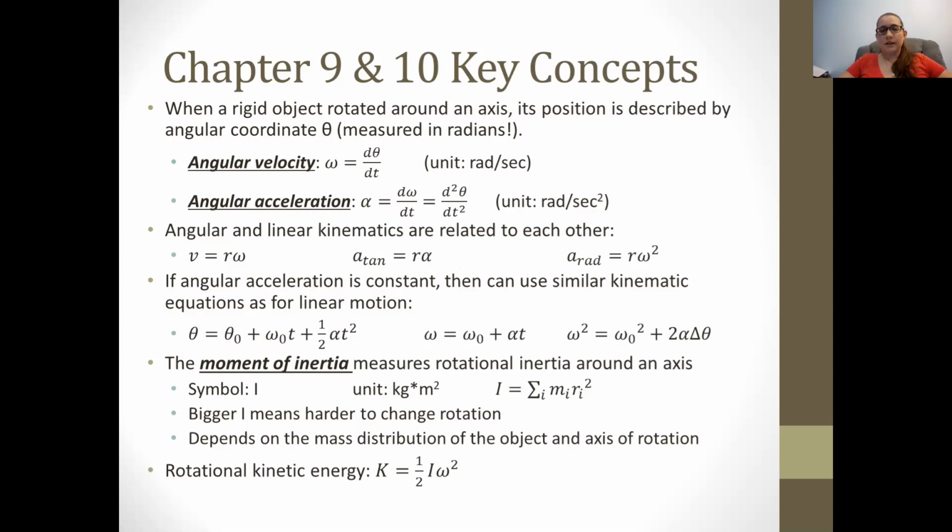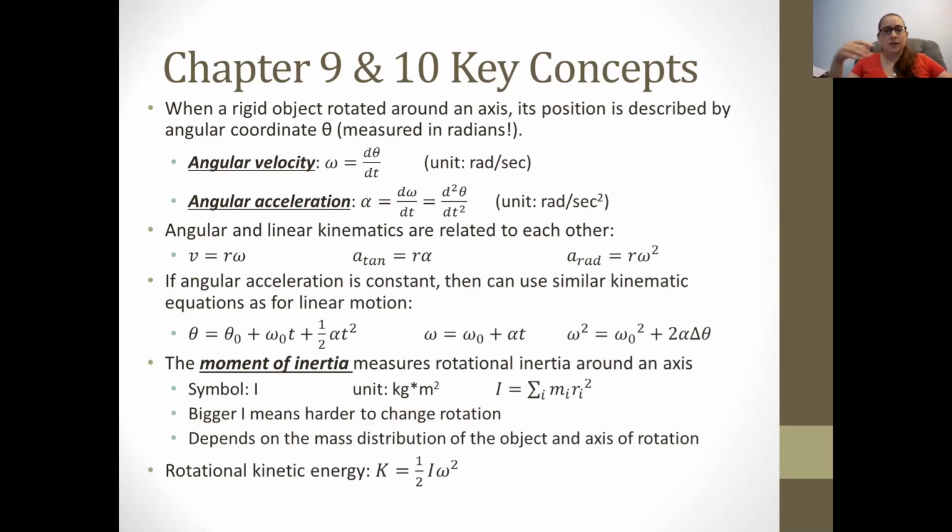And the radial acceleration, or the outward acceleration, is related to the radius and the angular velocity squared. So if we're dealing with a constant angular acceleration, then we can use those same kinematic equations we saw in chapter 3 for a constant linear acceleration, but now we're going to substitute in our angular variables. Everywhere we saw a position, now we'll put in theta. Everywhere we saw a velocity, now we'll put in angular velocity, omega. Everywhere we saw acceleration a, we'll put in angular acceleration alpha.